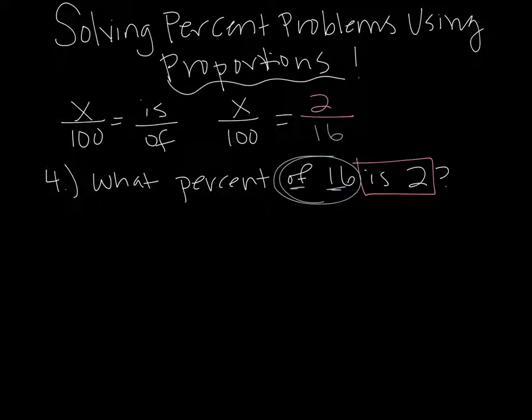Let's use our handy dandy magic cross multiplying. 100 times 2 is 200. 16 times x is 16x. So 16x equals 200 is our equation.